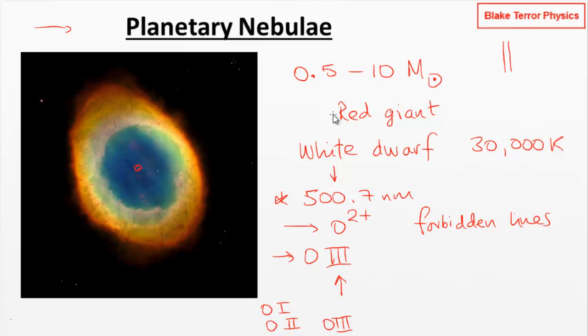And the planetary nebula will just become invisible. It won't be glowing anymore. So these things last a few thousand years, tens of thousands of years, and then they just disappear, and the white dwarf just dies.